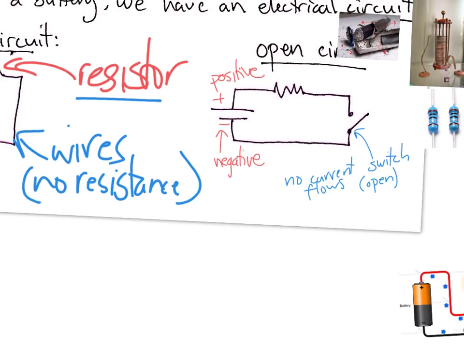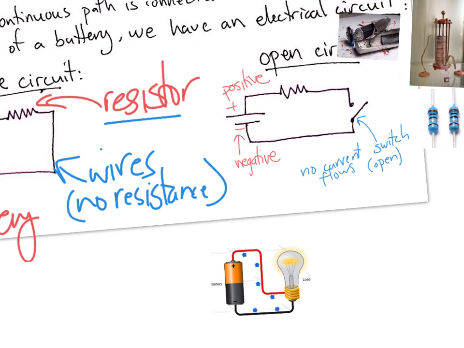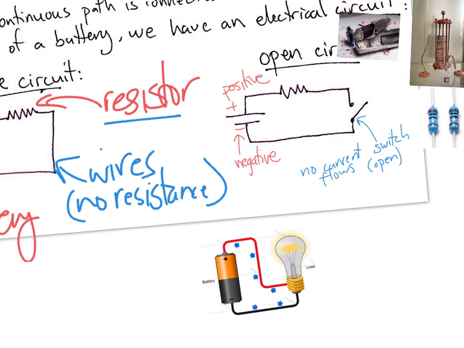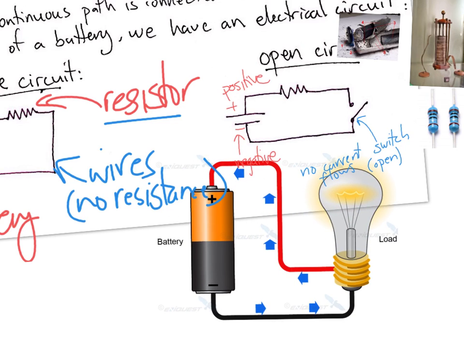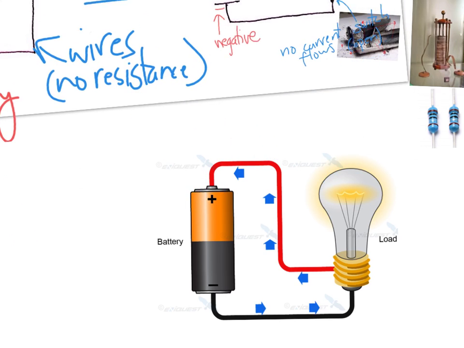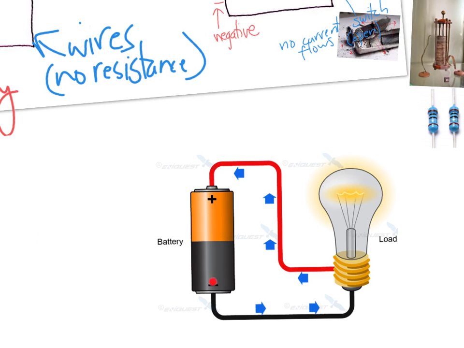Alright, and here's a basic circuit. So we have a battery, the side of the AA battery with the bump is the positive side, and the electrons flow this way and through the light bulb and back to the battery, causing the light bulb to light.